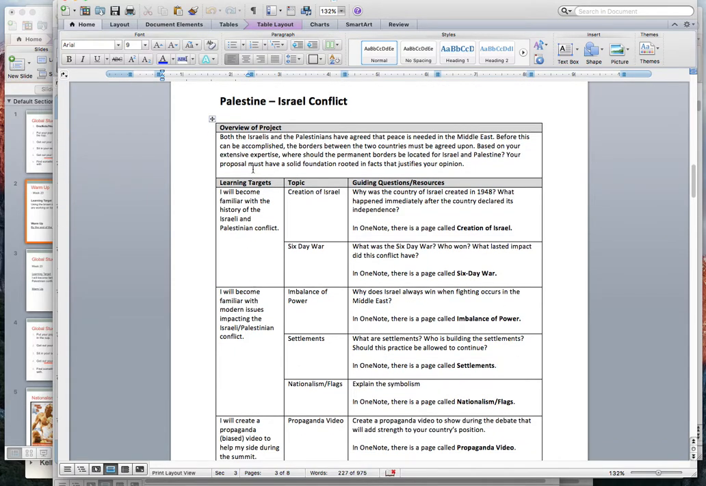On the back side, it gives a general overview of what we're doing. We talked about this yesterday when I was showing pictures. Both the Israelis and the Palestinians have agreed that peace is needed in the Middle East. Before this can be accomplished, the borders between these two countries must be agreed upon. Based on your extensive expertise, what should the permanent borders be for both Israel and Palestine? Your proposal must have a solid foundation rooted in facts that justifies your opinion.